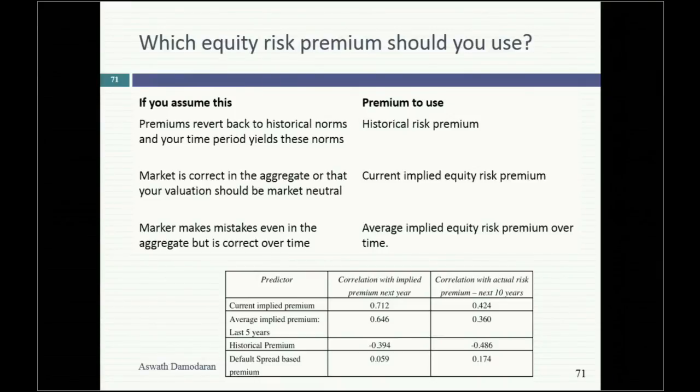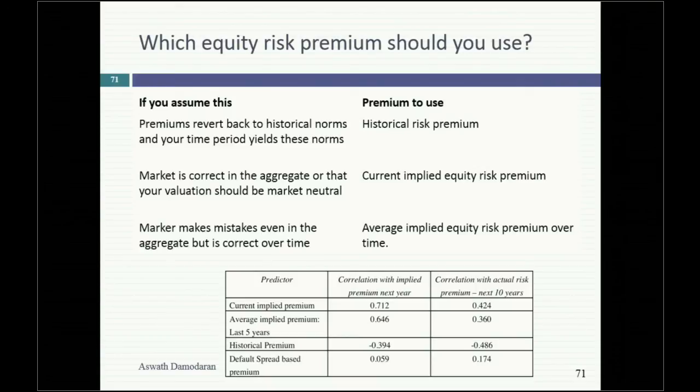Now, I've given you different ways of estimating the equity risk premium. You can use historical premiums. You can use implied premium. You can use an average implied premium over time. You can use the default spread-based premium. But ultimately, what's the ultimate test? Which of these premiums is the best predictor of the future, right? Because that's what we're trying to estimate.